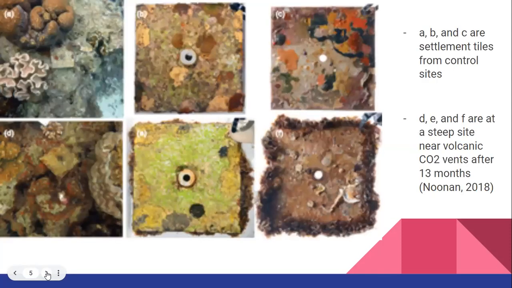Now here are a few pictures. I know it's a little blurry, but it came from the article itself, the Noonan 2018 article. A, B, C are sediment tiles from the control site, while D, E, and F are tiles that were placed in deep volcanic places near CO2 vents. But you can see the difference in colors and overall growth of the coral.